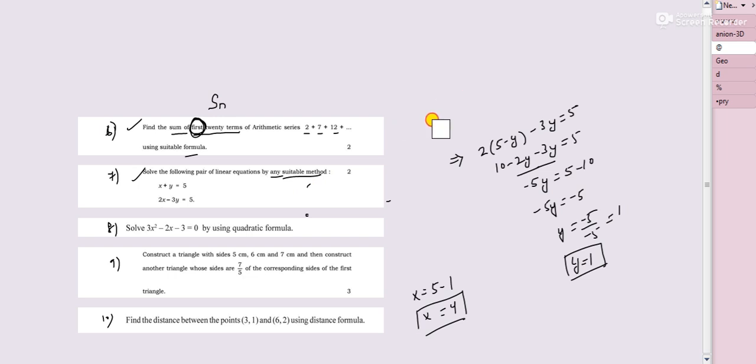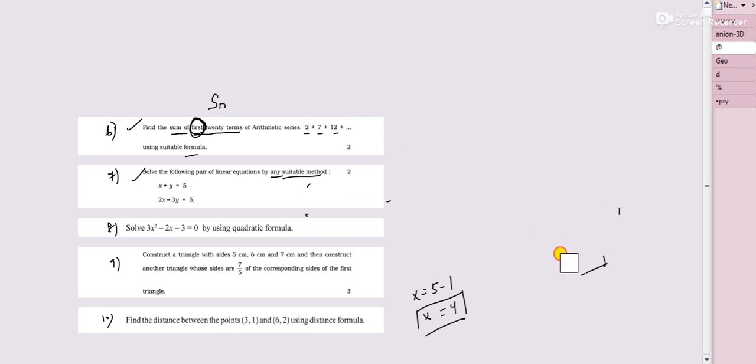Now coming to question number 8 here. So totally we have scored 9 marks now, isn't it? So here they have given: solve 3x square minus 2x minus 3 equals 0 by using the quadratic formula.